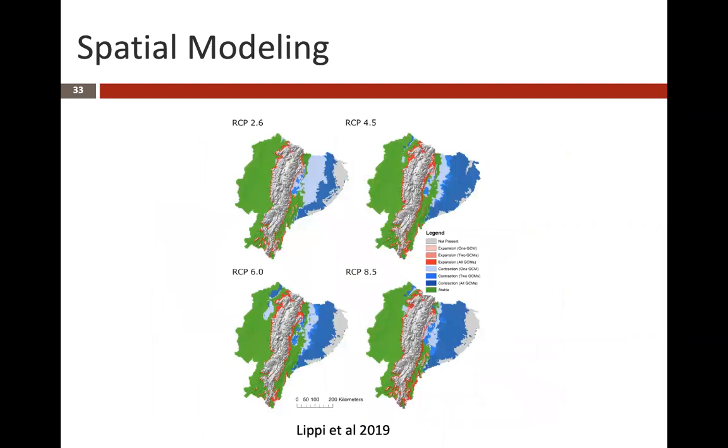And then here's another example just to say that we don't have to be limited just to the present day. It's also possible to use some of the climate predictions to see what might happen down the road. And of course, that's an important topic as well. And so this map from Lippi et al. 2019 shows areas where Aedes aegypti is most likely to expand or contract.